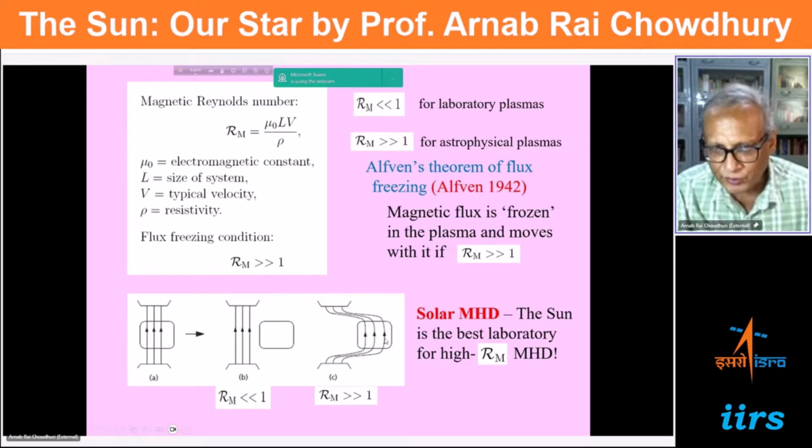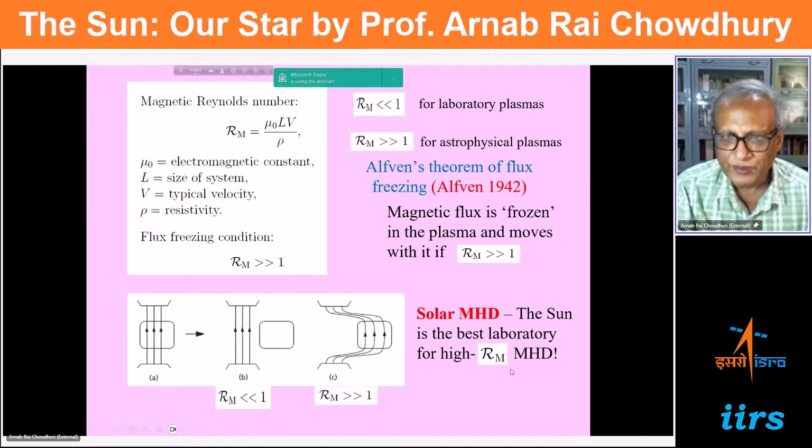Some of the most interesting results of MHD are for this case of high magnetic Reynolds number, which cannot be tested in a terrestrial laboratory. So one often says that the sun is the best laboratory for high magnetic Reynolds number MHD, and you can use MHD to study solar activity, and that subject is called solar MHD.